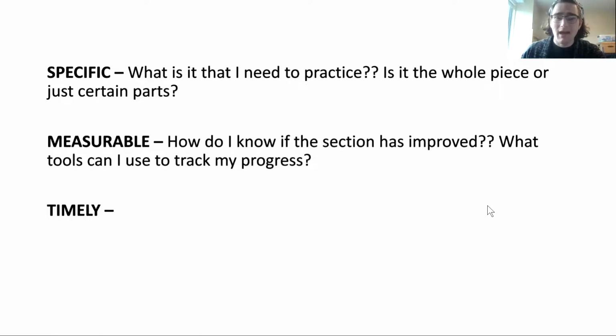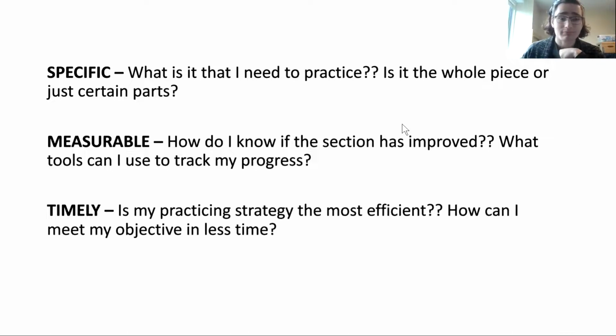Measurable. How do I know if I've actually made some progress? What tools can I use to track my progress? This could be like a metronome. You could record yourself before you practice and then after you practice to see if there was any improvement. And is my practice timely? Is what I'm doing the most efficient way to improve this? Can I change my objective or change the way that I'm practicing it to meet my goals in a faster way? That way I don't have to spend as much time in the practice room.